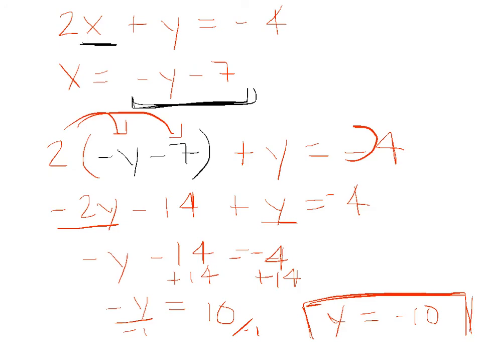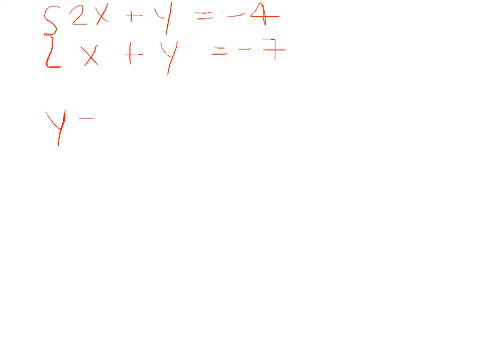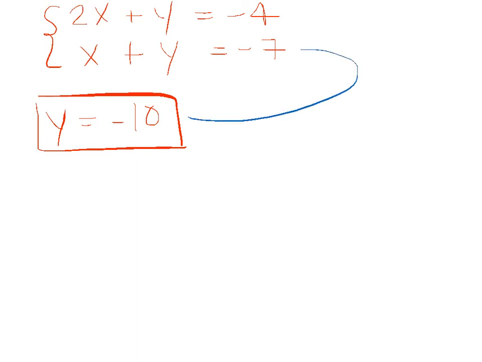Remember, once you find one, you're going to go back to your system that you started with. And we started with 2x plus y equals negative 4, x plus y equals negative 7. And I just discovered that y equaled negative 10. Once you find one value, it does not matter which one you plug it back into to get x. So I am going to say we're going to plug it into the bottom one because there's a little bit less work involved in the bottom one. If you notice this 2 up here, you have to multiply. Down here, you're not going to have to do that.